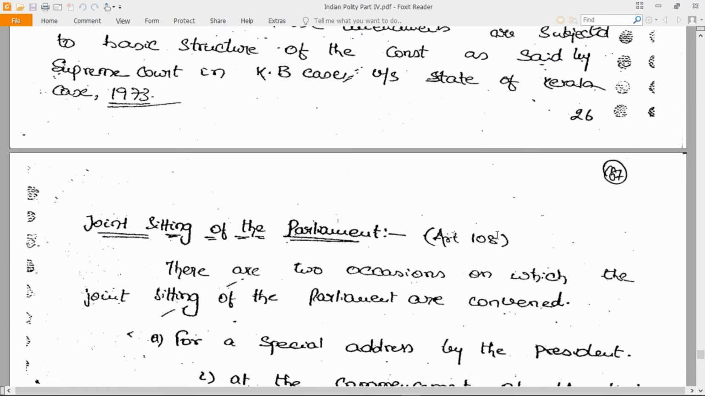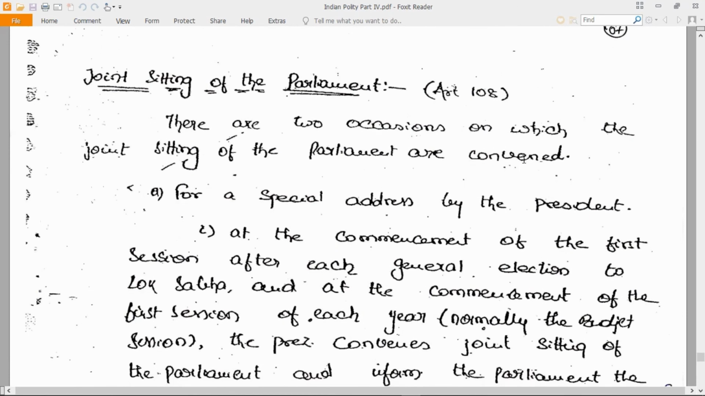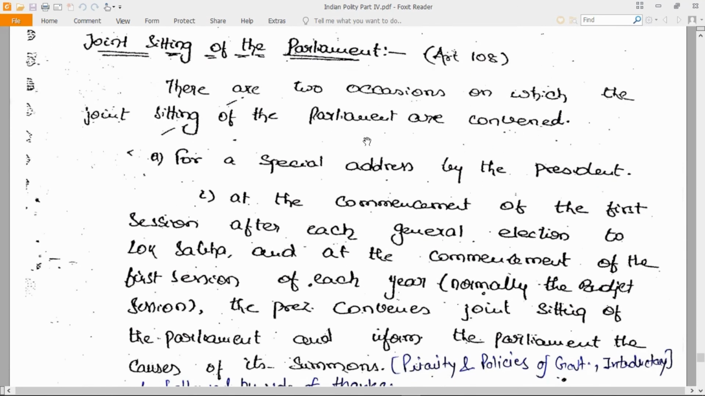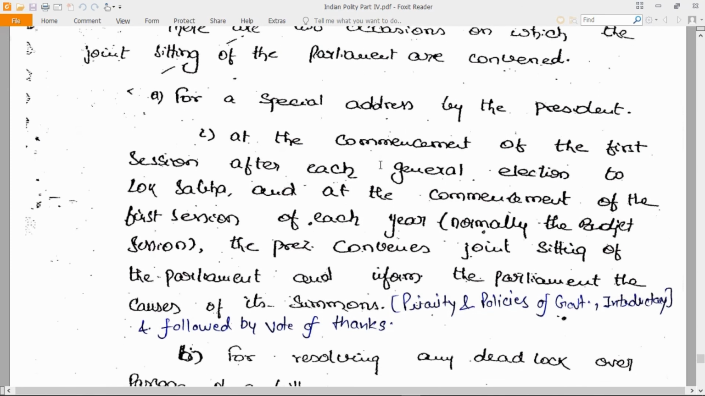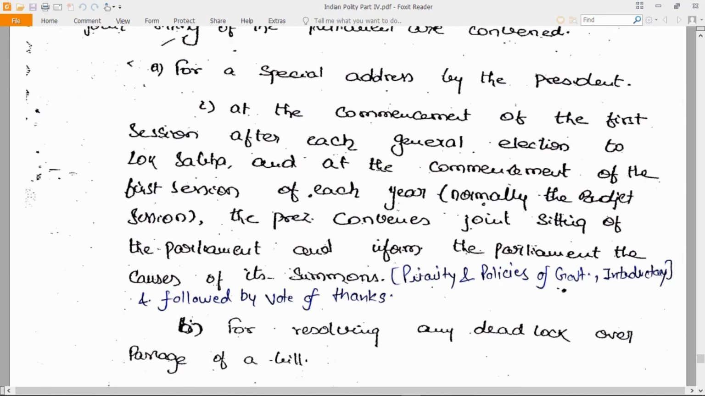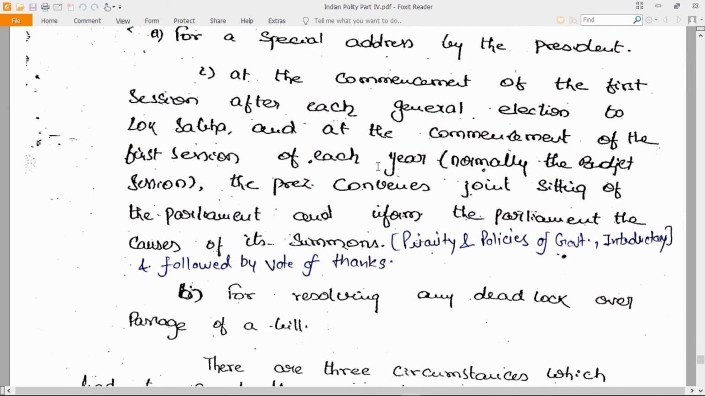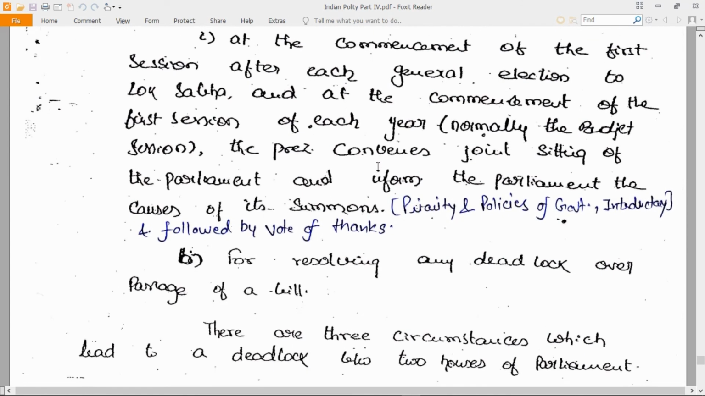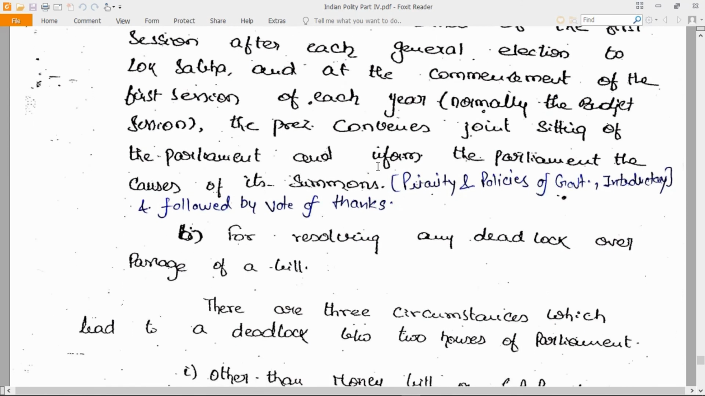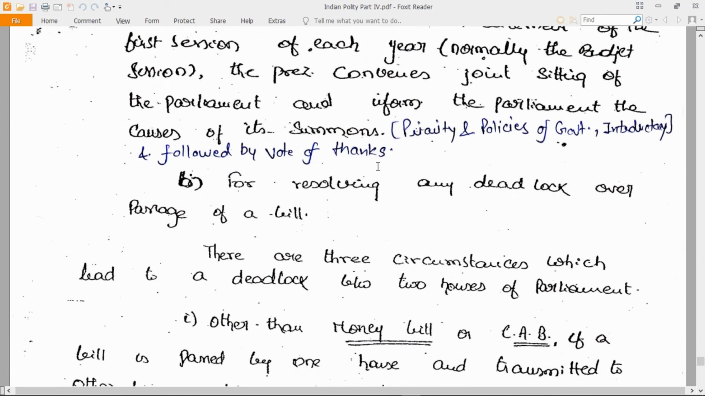Now, what is a joint sitting of Parliament? Article 108. There are two occasions on which a joint sitting of Parliament is convened: for a special address by the President at the commencement of the first session after each general election to the Lok Sabha, and at the commencement of the first session of each year. Normally, the President convenes a joint sitting of the Parliament and informs the Parliament of the causes of its summons for resolving any deadlock over the passage of a bill.